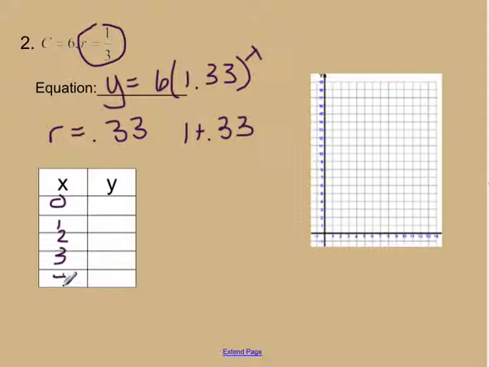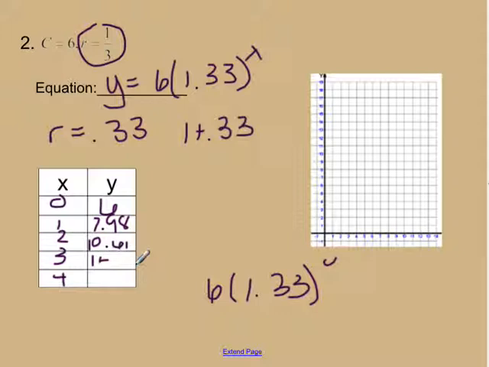And I'm going to be plugging in each of those exponents. So I have 6 times 1.33, and then that's going to be raised to the 0 power. So this one's going to be 6. And then I'm going to plug in 1. 6 times 1.33 to the first power, that's going to give me 7.98. Again, calculate this with me. Make sure you're doing it right. Then raise it to the second power, that's 10.61. Raise it to the third power, that's 14.12. Raise it to the fourth power, that's 18.77. So now we're ready to graph this.